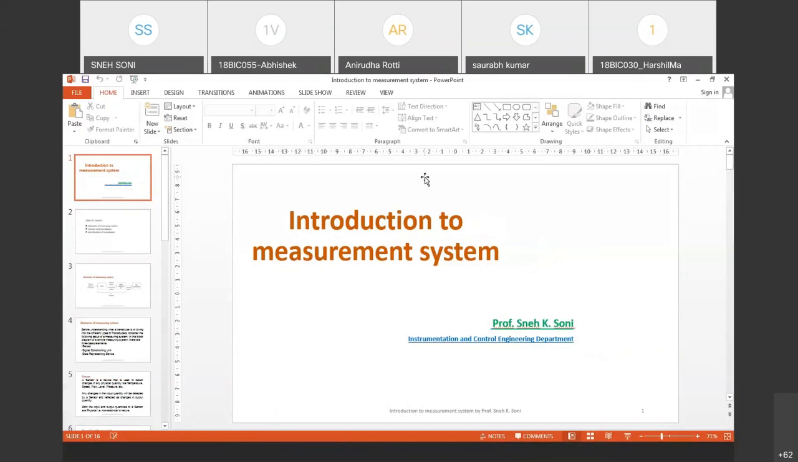Visible? Yes, sir. Fine. Sir, visible. Yeah, good. I have changed the network, so I'm using mobile hotspot now.